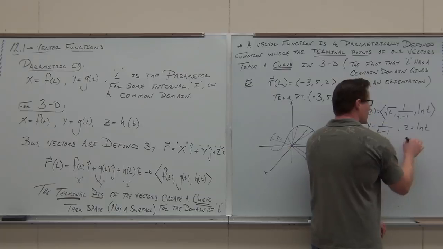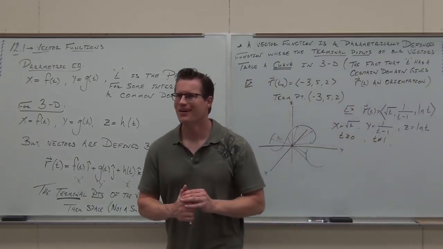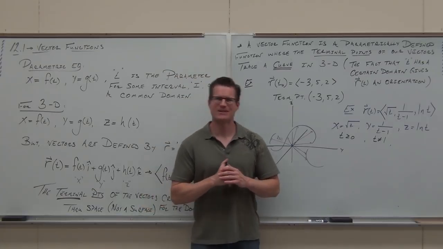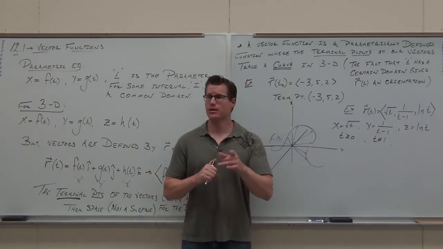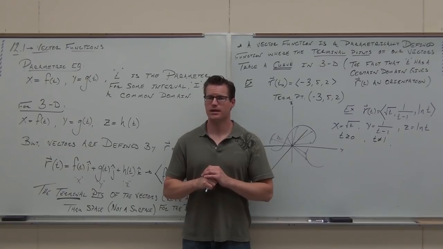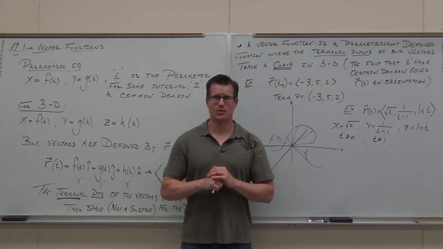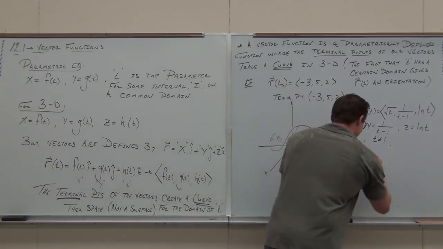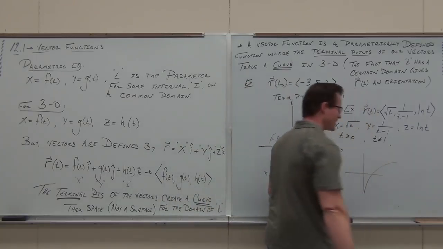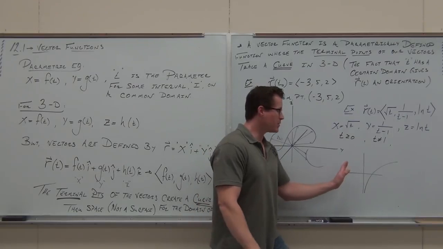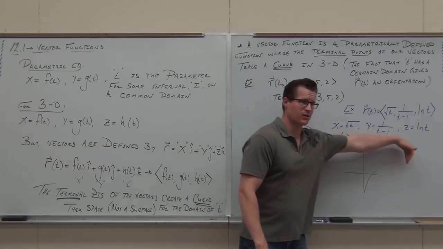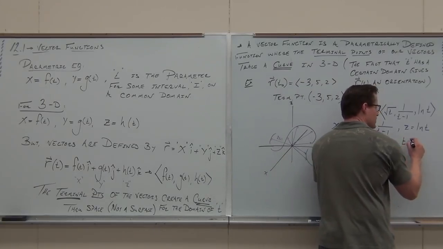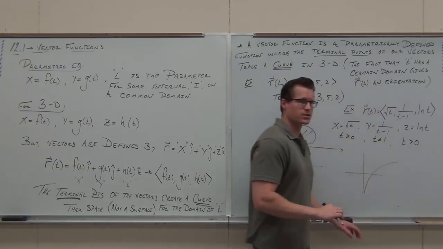How about the z? What can I plug in for t, for ln of t? Do you remember the graph? Can I plug in 0? No. Can I plug in negatives? No. Do you remember what the graph looks like? It looks pretty much like that. So anything positive I can plug in, but not 0, because as I go to 0 from the right, I get negative infinity. So this says t has to be strictly greater than 0.